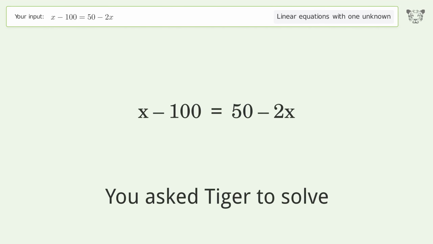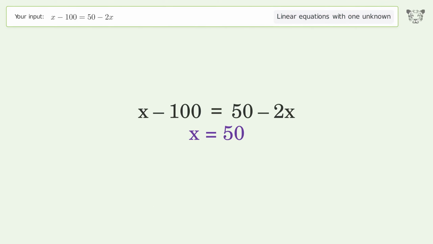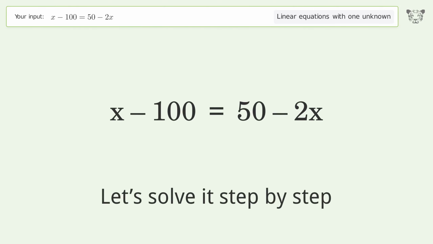You ask Tiger to solve. This deals with linear equations with one unknown. The final result is x equals 50. Let's solve it step by step.